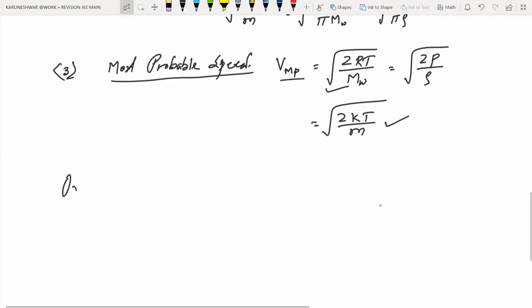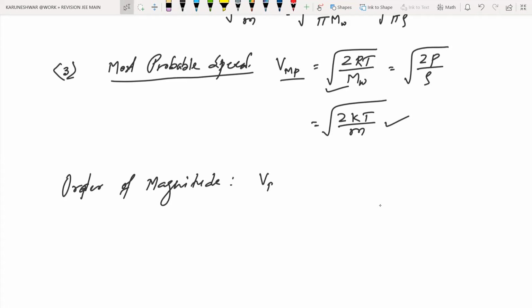Now check the order of magnitude. Which one will be greater here? V RMS will be the maximum one. Then we have average speed. Then we have most probable speed. So this is the order.